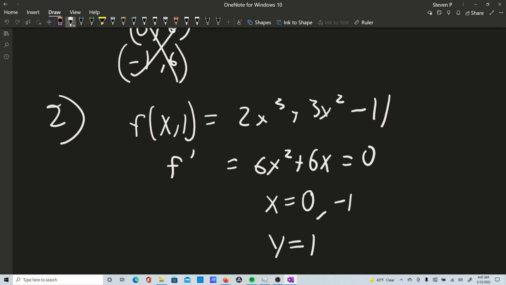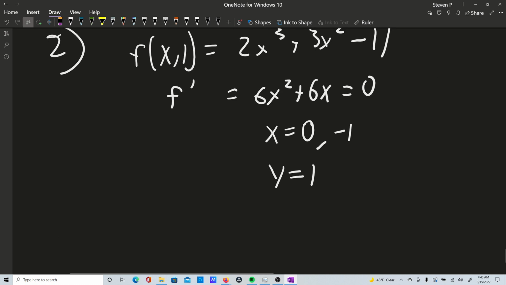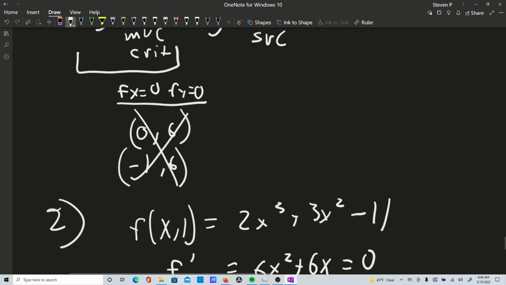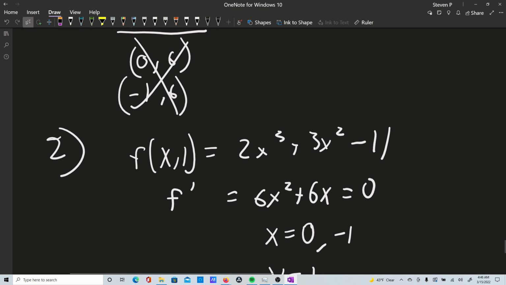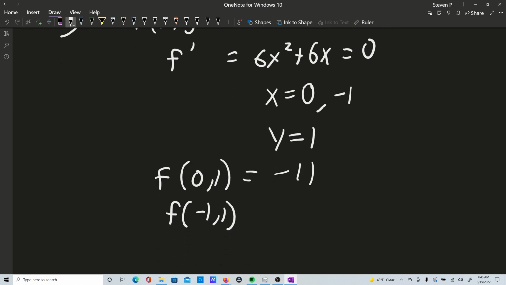So go ahead and plug those in and check what those values are. I just don't think they pan out, right? So let's check f of 0 comma 1 and f of negative 1 comma 1. What's the original function? Where did I put it? Yeah, these problems suck. I think this one turns into minus 11, and this one turns into, what does that turn into?